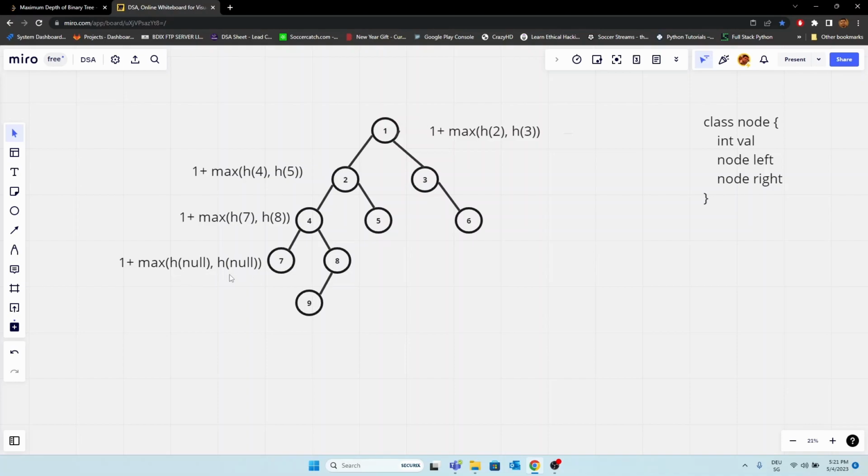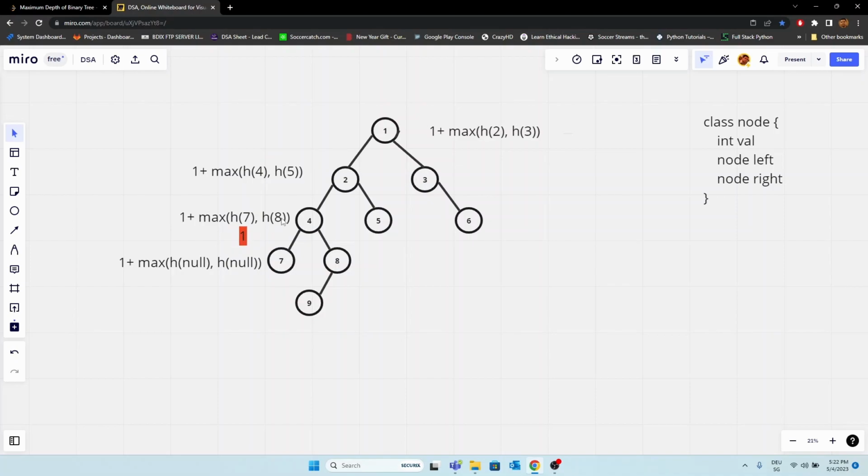Since in this case we have found the base case, this h null will return 0 and this h null will also return 0, and the maximum between 0 and 0 is 0. Since we got our base case here, we will be returning the value to the upper call. That means this 7 will return 1. This will return 1 to the upper node. So the value of h7 is 1.